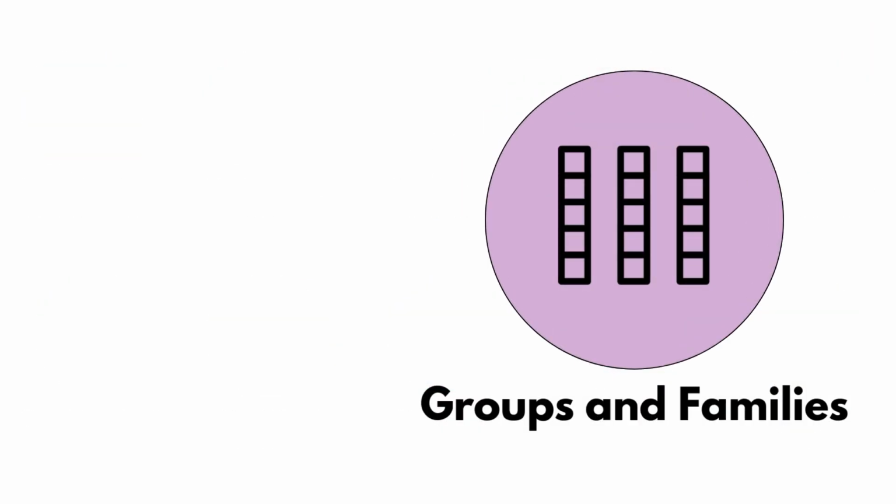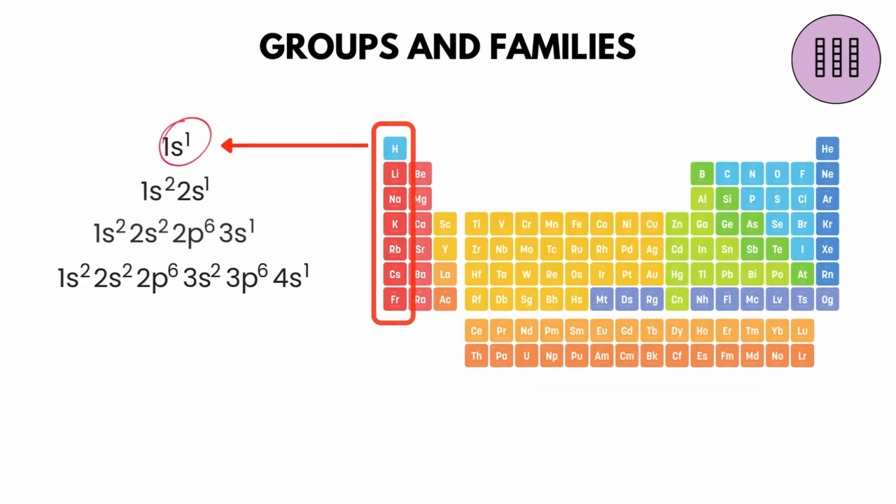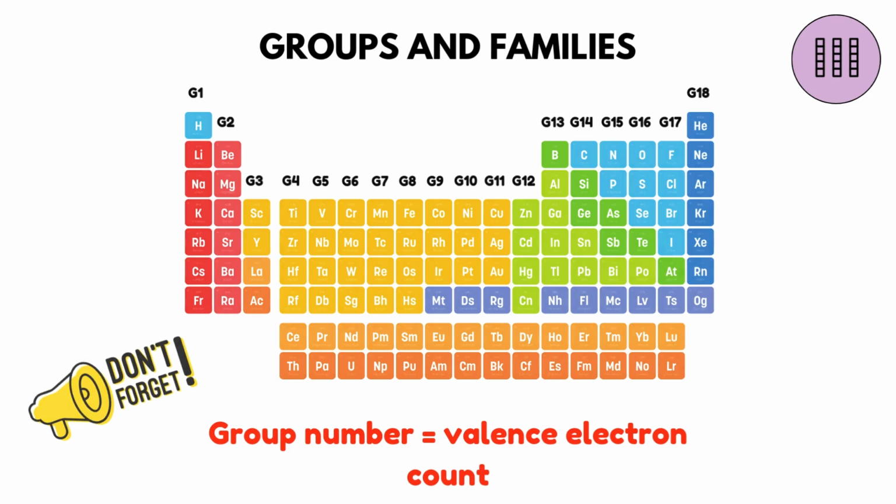Groups and families. Groups share chemical properties because elements in the same column have the same number of valence electrons. Group number equals valence electron count. That's the shortcut to predicting how atoms bond or react.